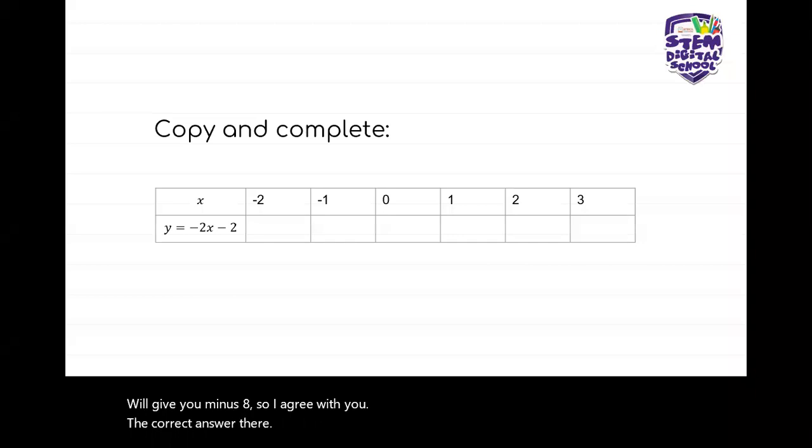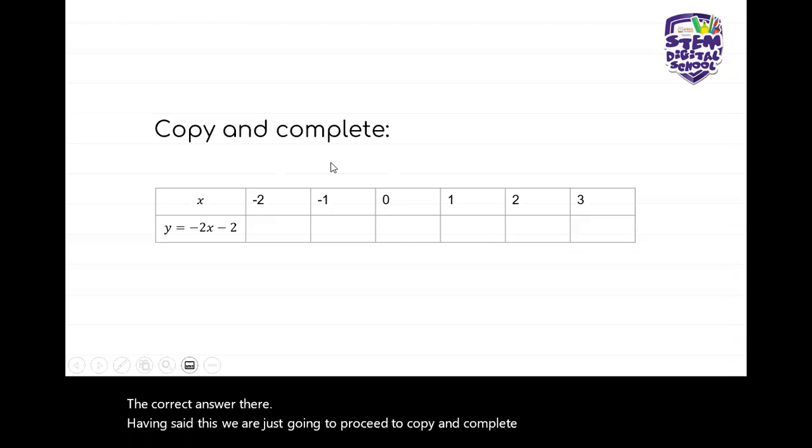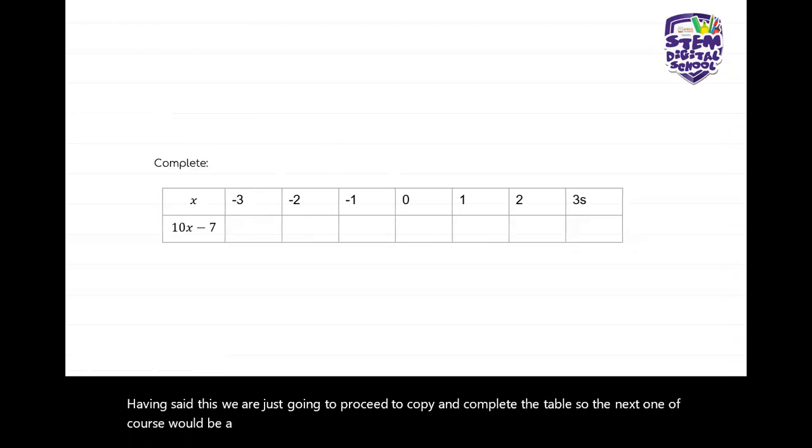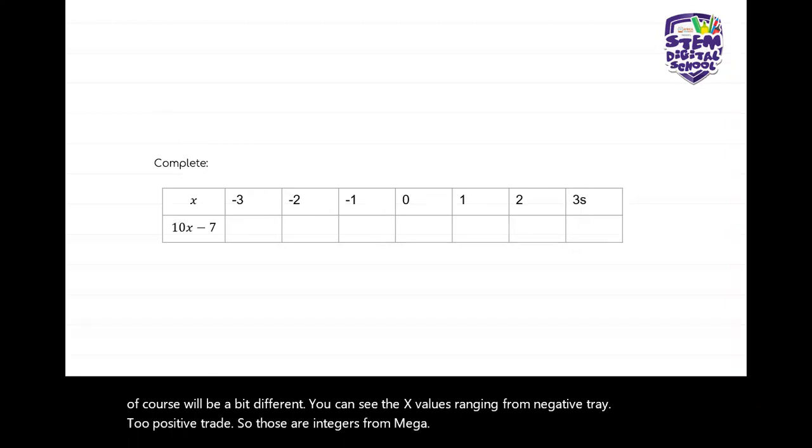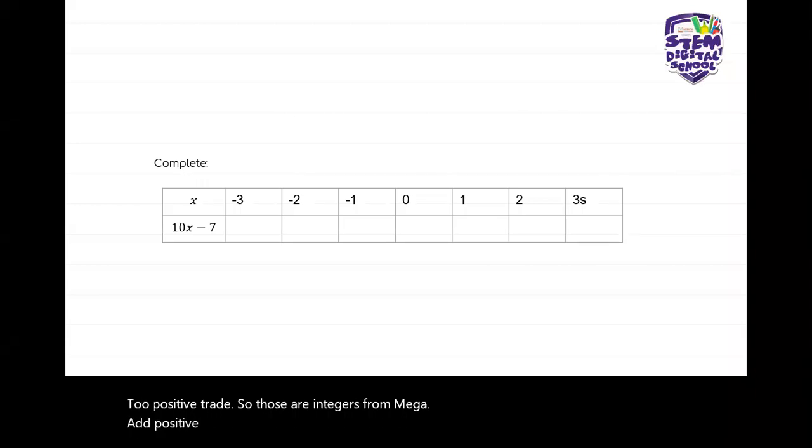So, having said this, we are just going to proceed to copy and complete the table. So the next one, of course, will be a bit different. You can see I have the x values ranging from -3 to +3. So those are integers from -3 up until +3. So can we find a way to make use of this rather just to find the values of y? Can we use these x values to find the y values?